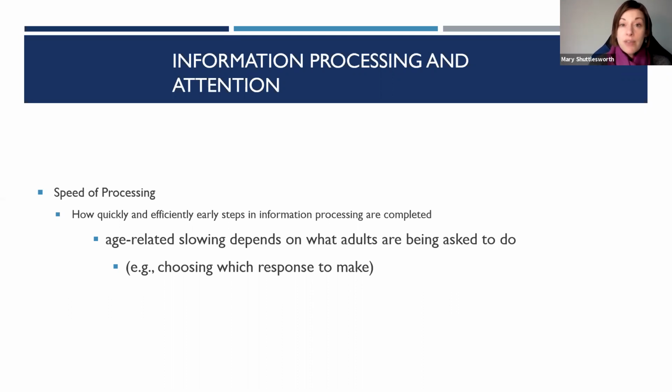But it also is very strongly connected to what adults are actually asked to do. So when we look at specific kinds of tasks, we might find that some kind of task that I do all the time, so for example, driving a car, that might see fewer age-related declines compared to maybe being asked to do something that is brand new.